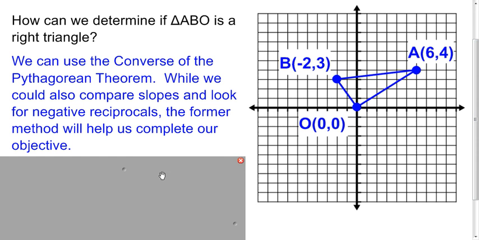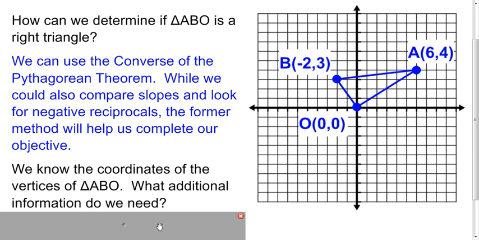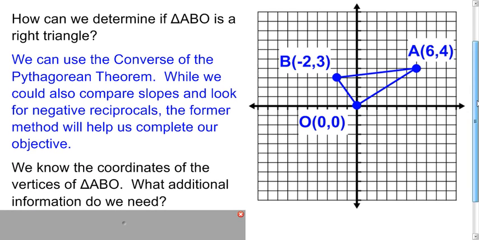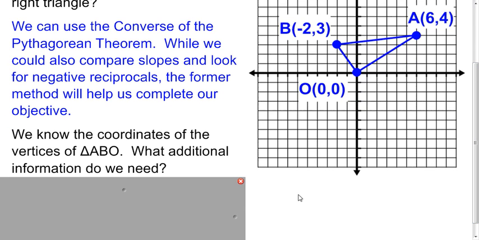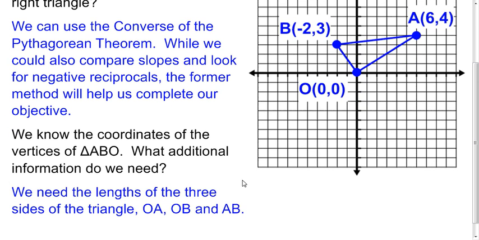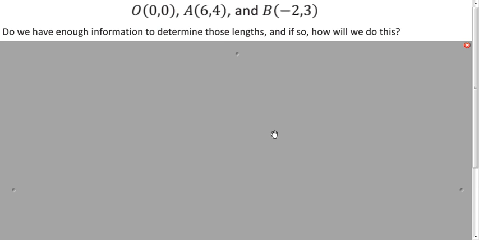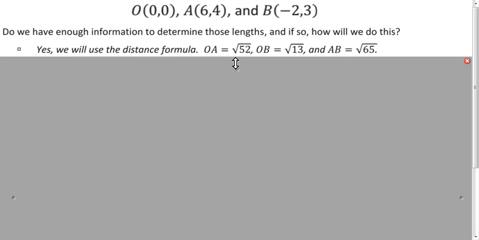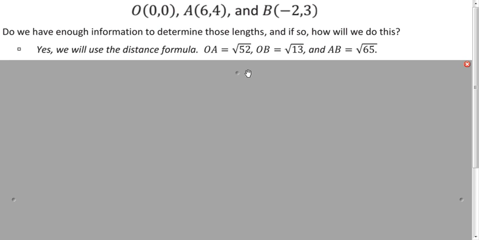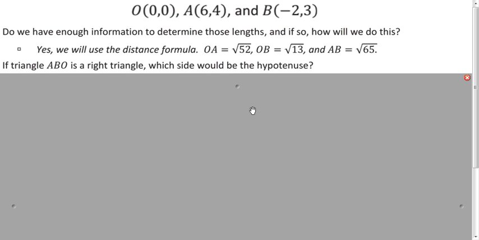So if we're going to use Pythagorean theorem and its converse, what other information do we need in order to solve this problem? We have to substitute in side lengths. And how do we figure out what the lengths of those sides are? We would use the distance formula. Remember, distance and length are synonymous. And so when we substitute, what would the hypotenuse be? It would be AB, because that's the longest side.